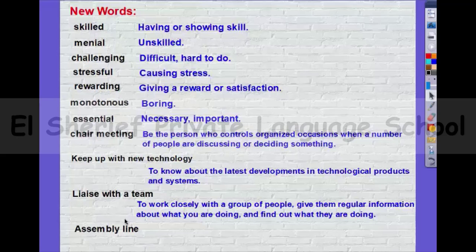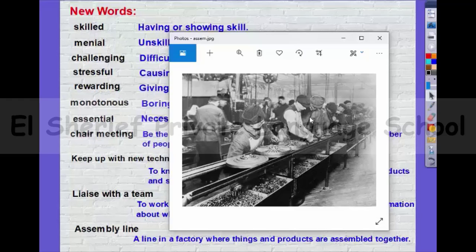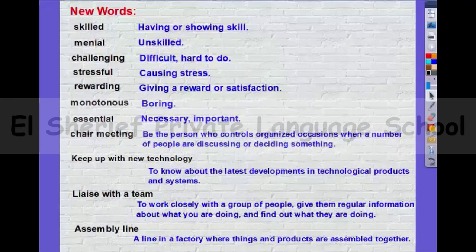Okay, so assembly line. What do we mean by assembly line? It's a line in a factory where things and products are assembled together. So here is a picture of an assembly line. Okay, let's move on to the next words.